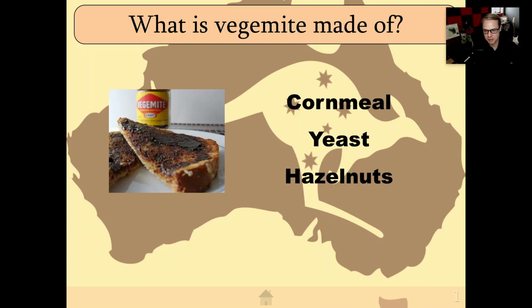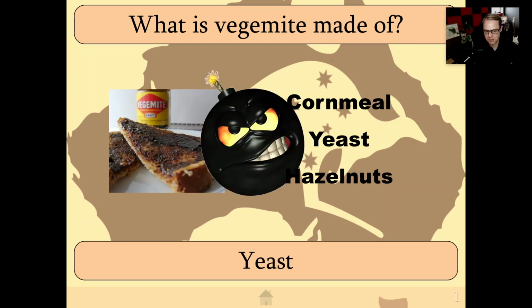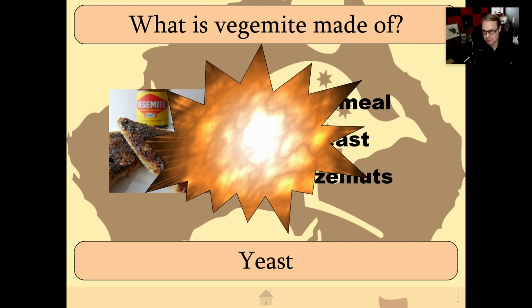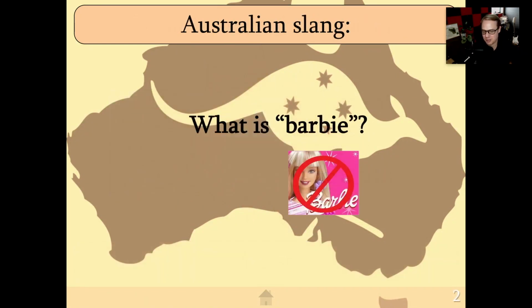Okay, what is Vegemite made of? Is it cornmeal, yeast, or hazelnuts? And it's made of yeast. Okay, there we go. So the bomb comes up. That means the team that just answered that question, they go back down to 0. Everyone in the team goes back down to 0 there.